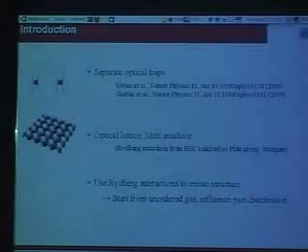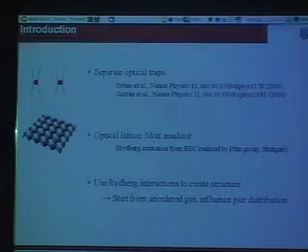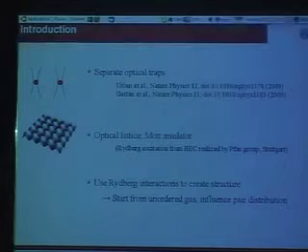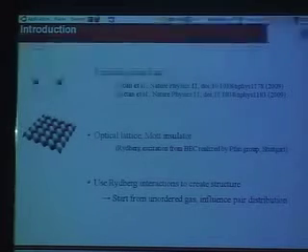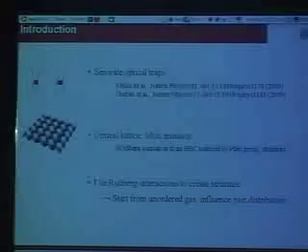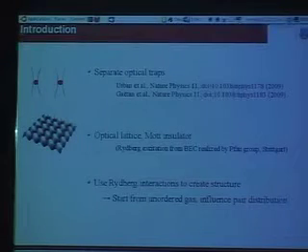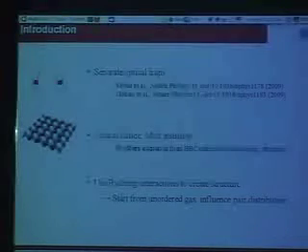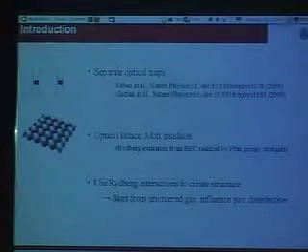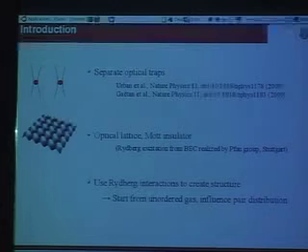And then there's a third possibility of how to produce structure in a Rydberg gas, and that is not to use something from the outside, like optical dipole traps, to produce the structure, but to use the Rydberg interactions themselves to create structure in the gas. And this is what I'm going to talk about now. So we start from an unordered gas and influence the pair distribution using the Rydberg interactions.